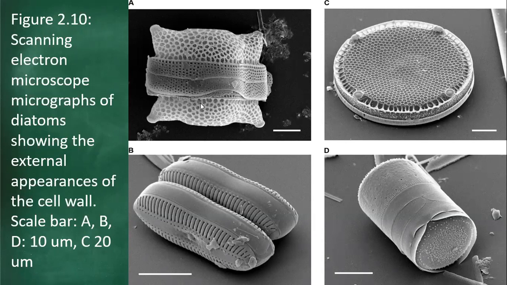These are the images of the cell wall. You see, different cell walls. These are taken by the scanning electron microscope. So this is how the cell walls look.